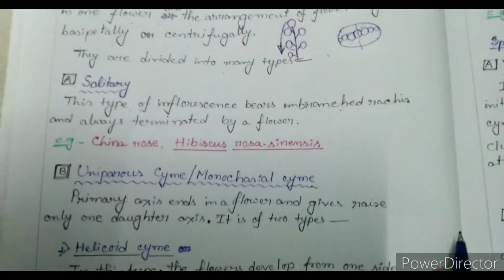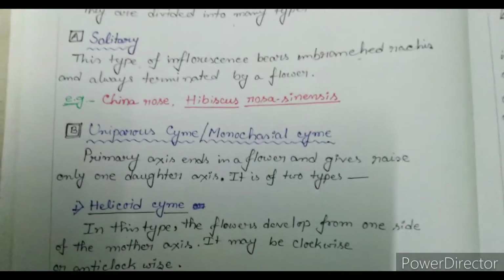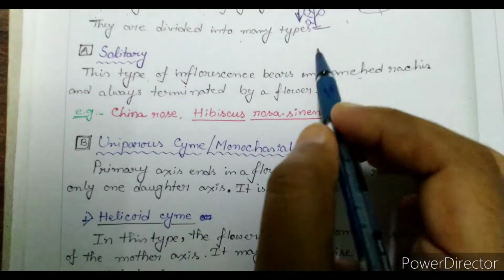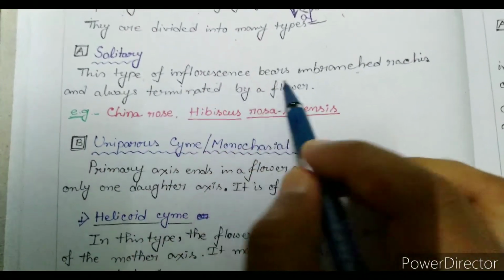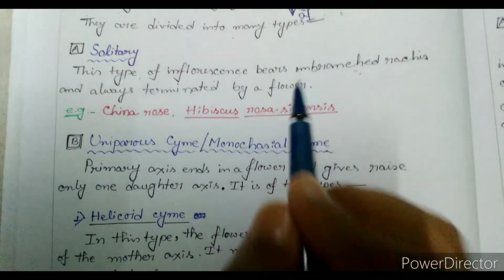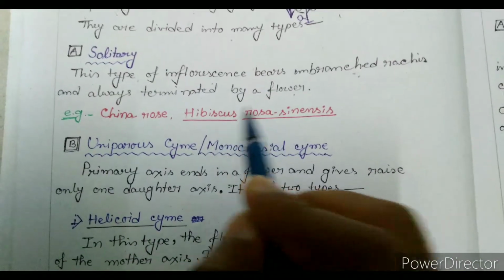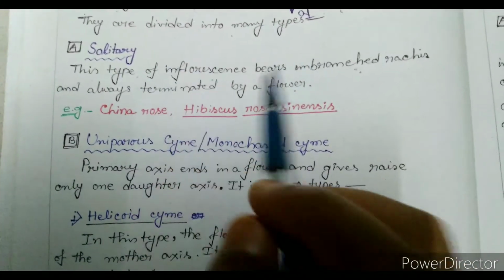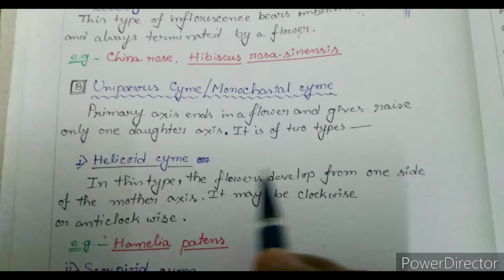Next we talk about the types of Cymose inflorescence. Basically, Cymose inflorescence has many types, but the basic type is solitary inflorescence. This type of inflorescence bears an unbranched rachis and always terminates in a flower, and the best example is Hibiscus rosa-sinensis. I hope you all know about Hibiscus rosa-sinensis, and this type of flower arrangement happens in solitary inflorescence.